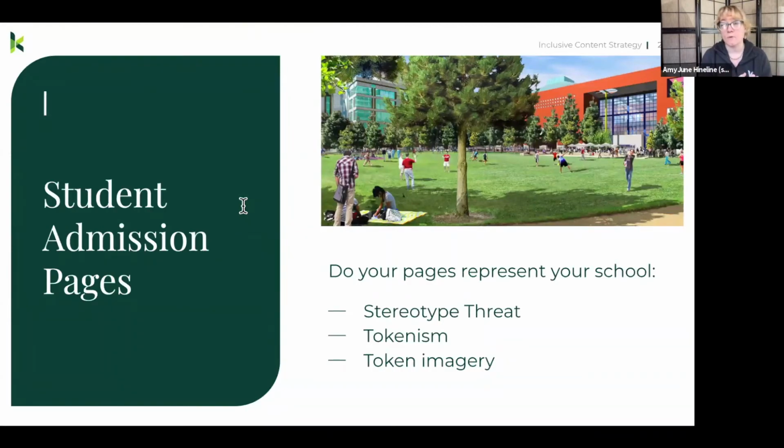With Canopy, we work with some higher ed institutions, so I want to look at student admission pages. Some folks here might be part of the higher ed world as well. We want to make sure when we look at our student pages that we don't have any sort of stereotype threat. Stereotype threat refers to confirming the negative stereotypes around an individual's race, cultural group, or ethnic identity, or even gender.